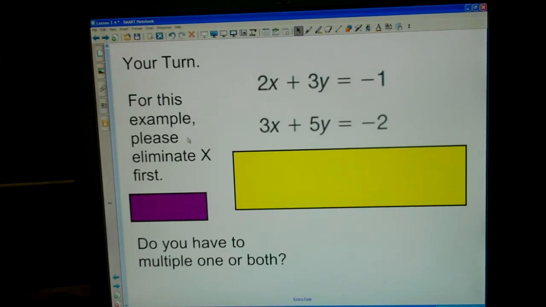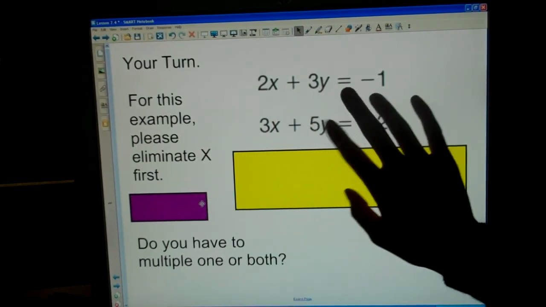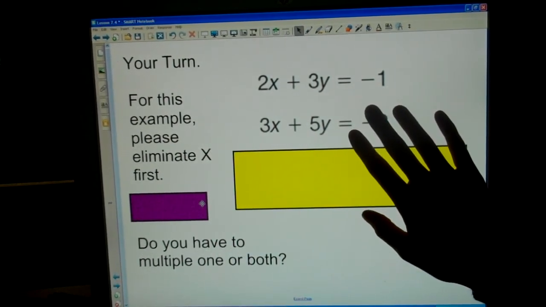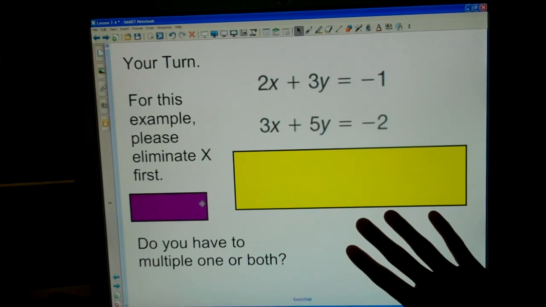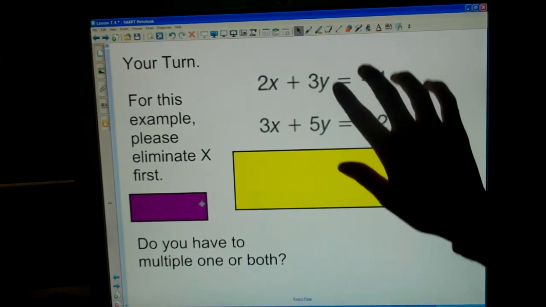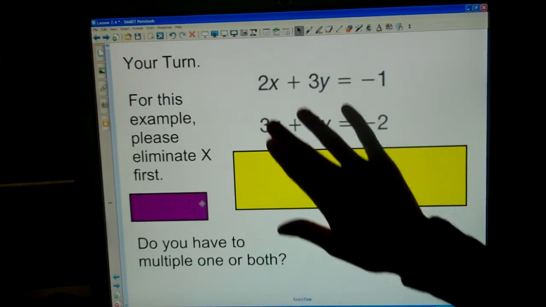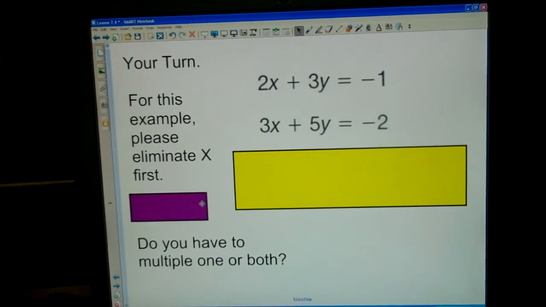Pause it. For this example, I would like you to try to eliminate x first because that's how I'm going to show you the answer, okay? Technically, you can eliminate x or y. It doesn't matter. But here I want you to try to get rid of the x's.